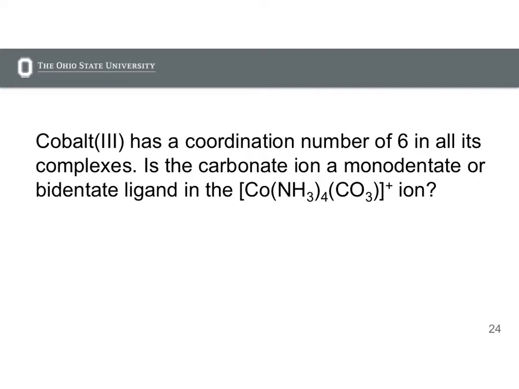All right, what'd you come up with? Should be pretty quick. Bidentate, yeah. So coordination number of 6 means that there's 6 atoms bonded to that central cobalt atom. 4 of those are the nitrogen in ammonia, and then there's 2 spots that are left. So that means that the carbonate ion must bond through 2 atoms, and those 2 atoms are the oxygen atoms. Okay, bidentate.